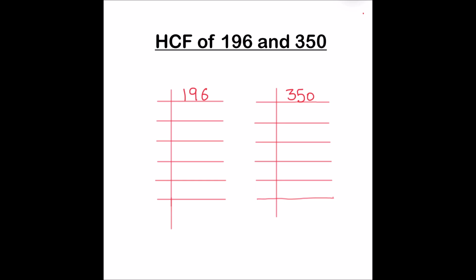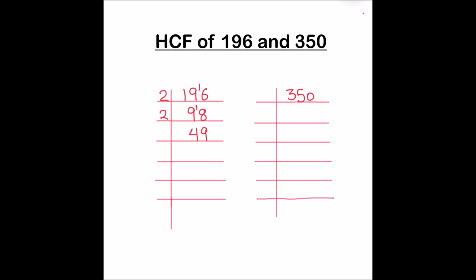As 196 is an even number, it is easily divisible by 2. 2 times 9 is 18, 1 is remainder, this becomes 16, 2 times 8 is 16, 2 times 4 is 8, 1 is remainder, this becomes 18, 2 times 9 is 18.